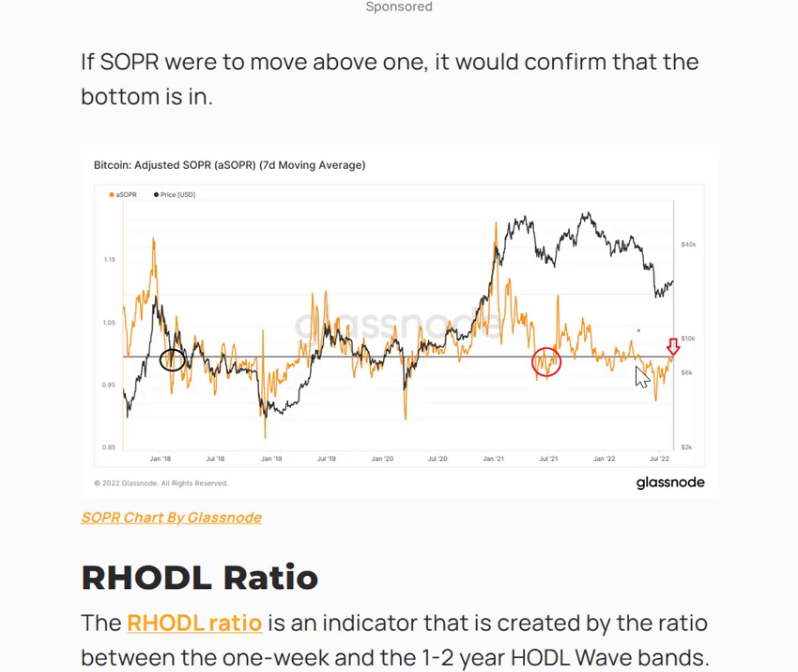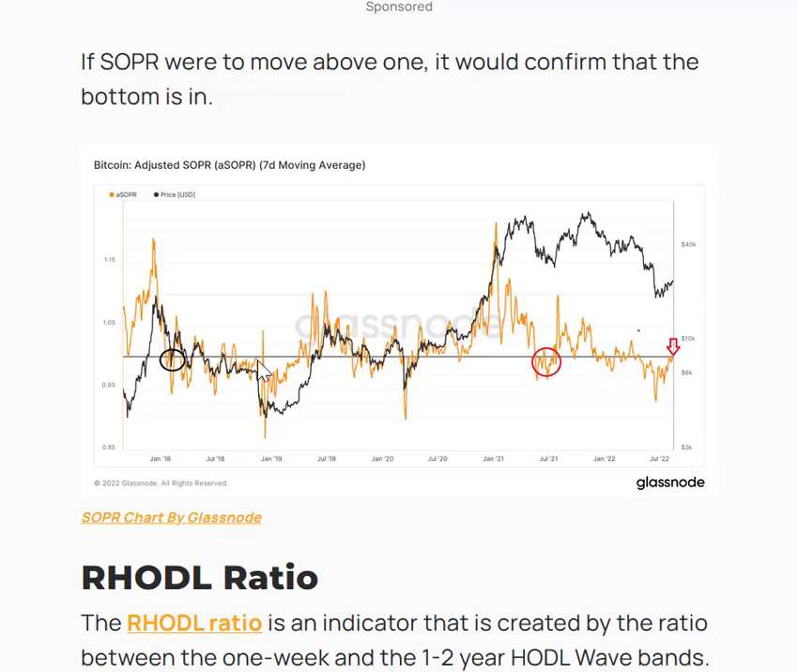In simple words, it's an indicator that shows if the market is in a state of profit or loss. But how does it work? Well, readings above 1, which is the black line here, show that the market is in an aggregate profit, while those below 1 show that the market is in an aggregate loss. The main characteristic of bullish trends is that the SOPR, which is the orange line here, bounces at the line of 1 instead of falling behind it, as you can see here.